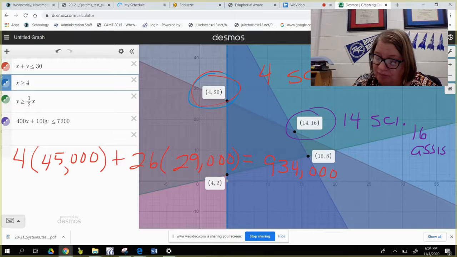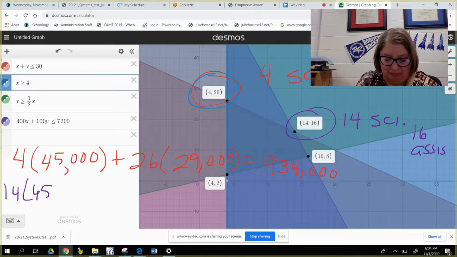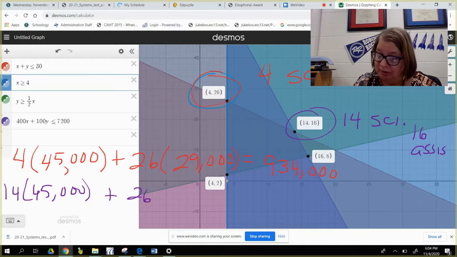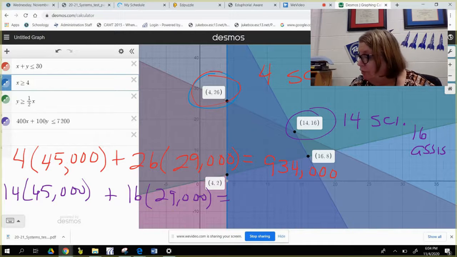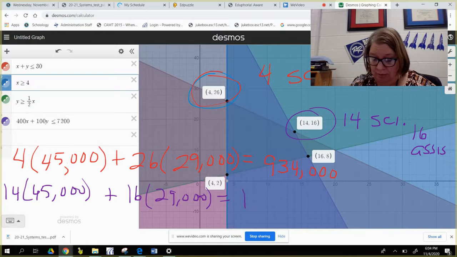You have to be careful how you abbreviate assistant. Okay, so then we have 14 times 45,000 plus 16 times 29,000. Multiplying the number of scientists times the salary, number of assistants times the salary. And for (14, 16), we get $1,094,000.